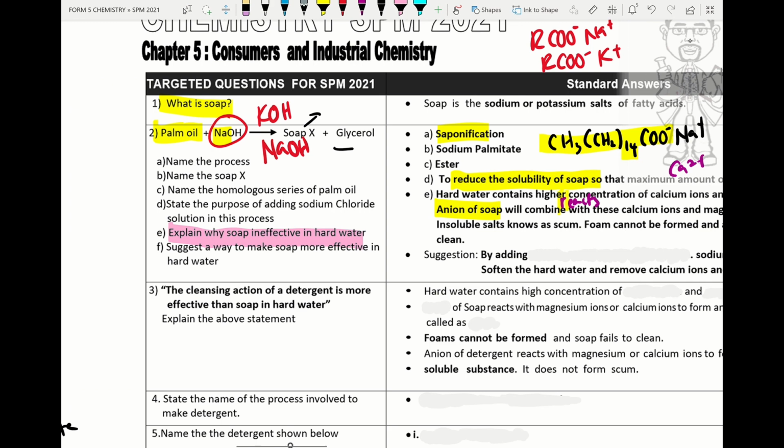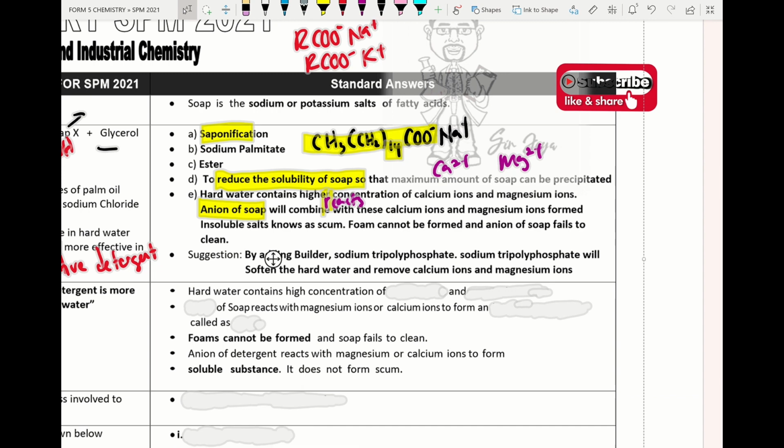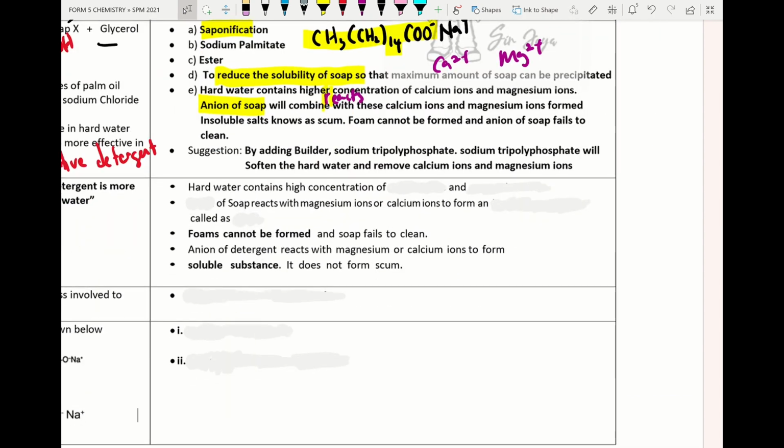All right, if in the exam they ask you to suggest a way to make soap, not detergent, more effective in hot water, please remember we need to add an additive. We can use an additive detergent to make soap more effective in hot water by adding a builder. An example of a builder is sodium tripolyphosphate. Sodium tripolyphosphate will soften the hot water or hard water and will remove calcium ion and magnesium ion.